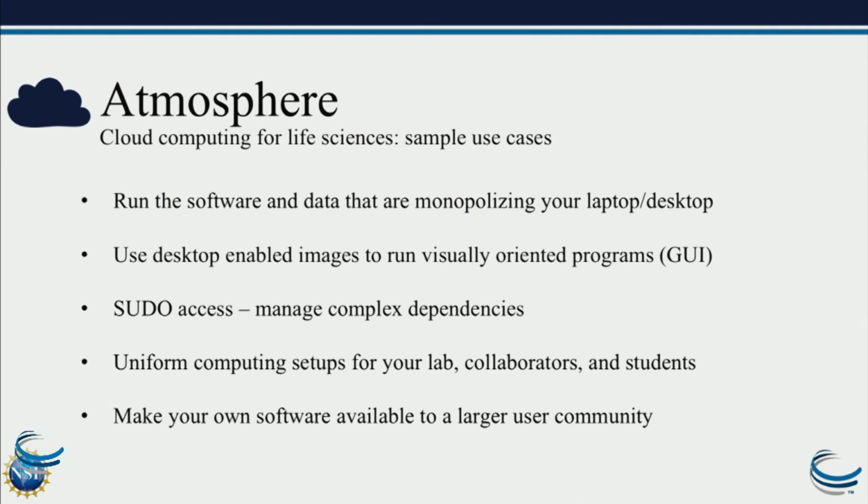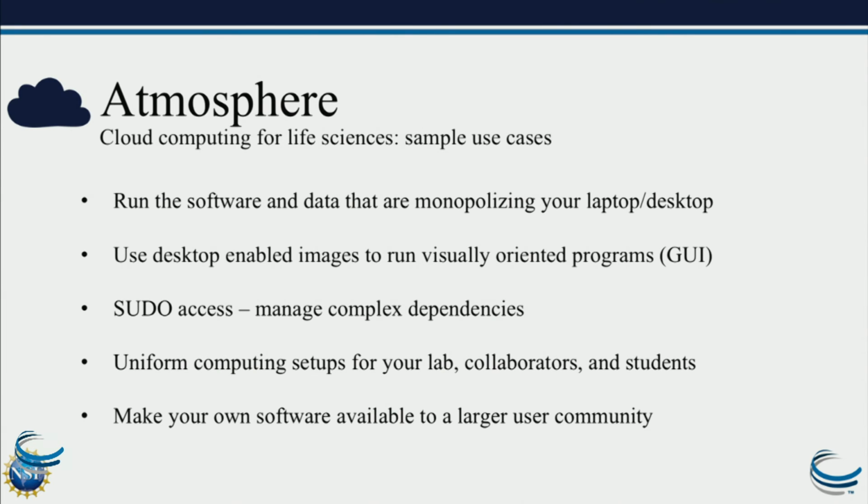So what are some of the things you can do? You can run the software and analyze the data that are monopolizing your laptop. You can take programs that already have their own graphical interface, those you wouldn't be able to run in the Discovery Environment. You can use them on Atmosphere. On an Atmosphere machine, you actually have full administrative access. So it's really easy to install things. If you mess it up, well, you can just start with a new image.